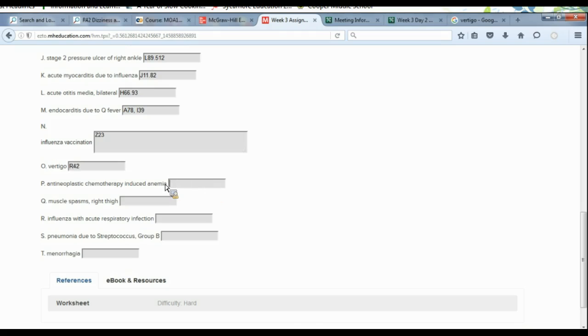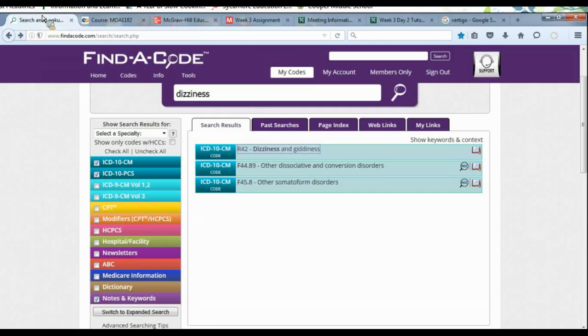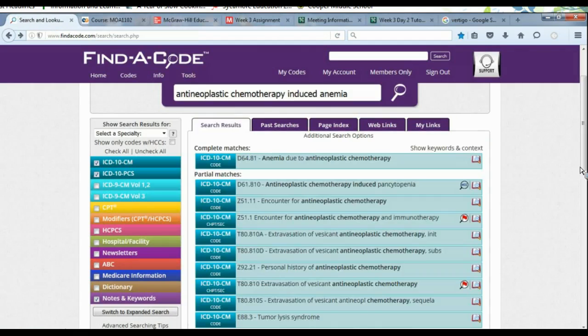Next, we have antineoplastic chemotherapy induced anemia. All right, and there's only one complete match. Antineoplastic chemotherapy induced anemia. Again, it's not induced pancytopenia. D64.81 is our correct answer.